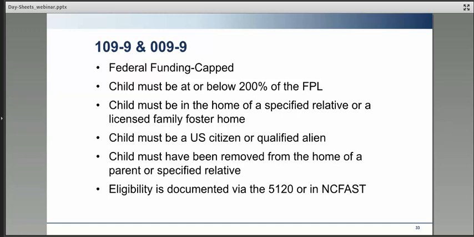So you don't necessarily have to have an MOE form in your record, although some counties choose to do so just to make it simpler for themselves. That's absolutely fine. But the eligibility has to be documented every year, and the 5120 will meet that first eligibility requirement for you.